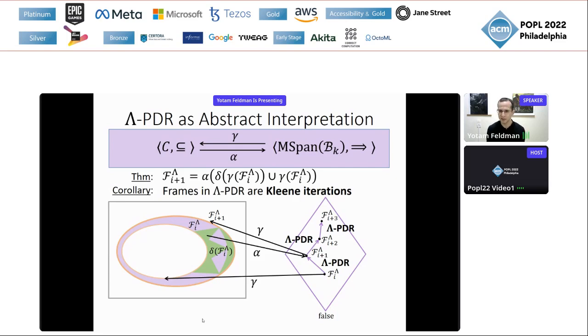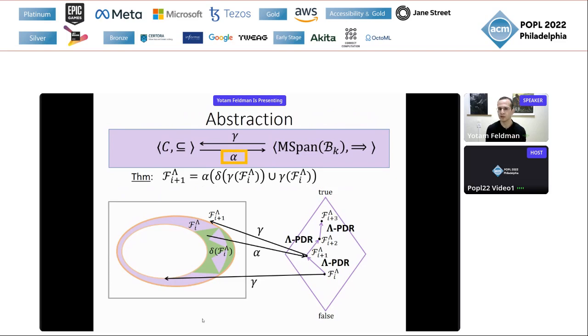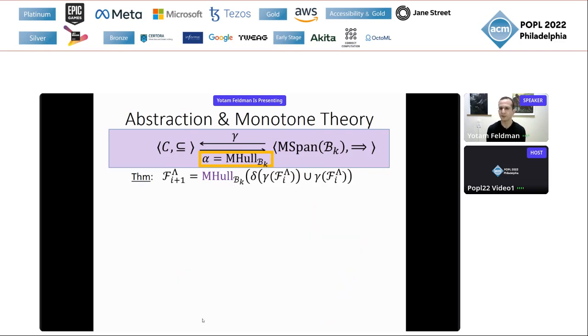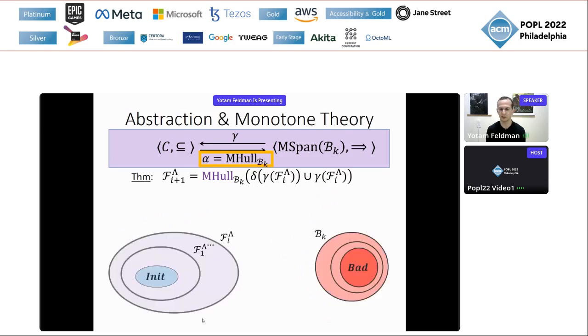But to gain a better understanding of the kind of abstraction that's actually performed in this domain, we want a more effective definition of the abstraction function. And that actually turns out to be an existing operator defined in the monotone theory, originally in exact concept learning. And I want to give you a geometric flavor of what this operator does.